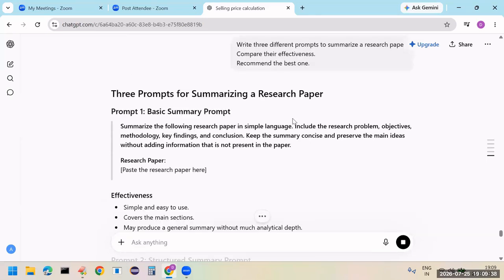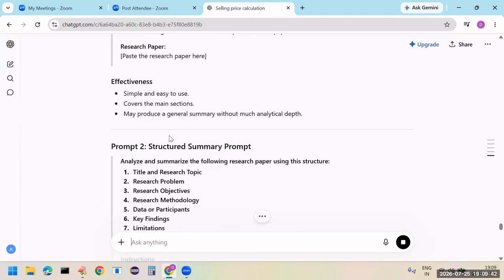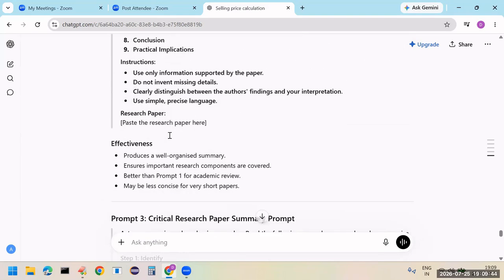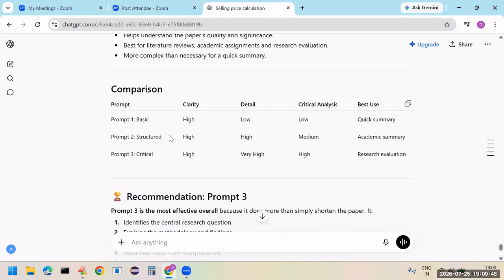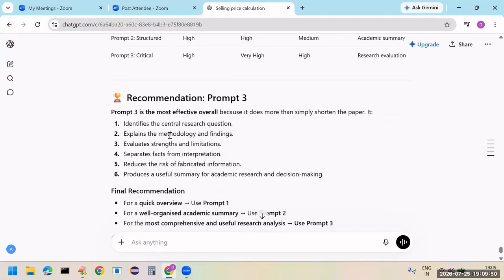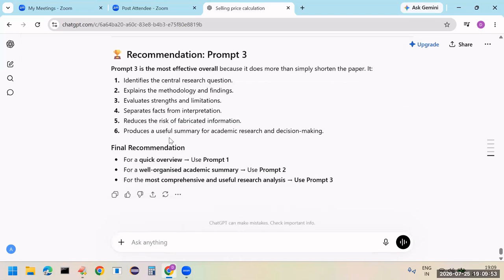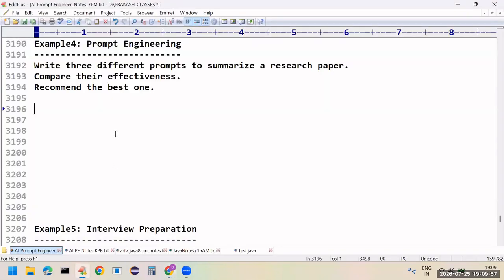Sir, three prompts for summarizing a research paper. Basic summary prompt. Okay. Prompt 2. Sir, prompt 3. Now you can see the comparison and the recommended prompt. Prompt 3 is the most effective prompt. Clear?